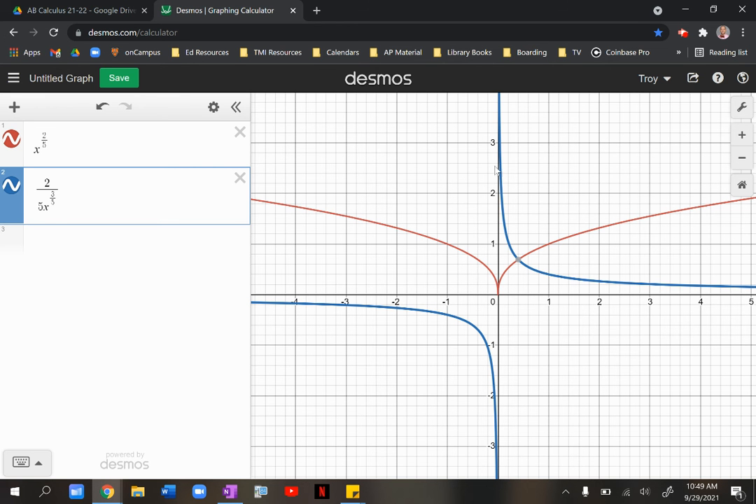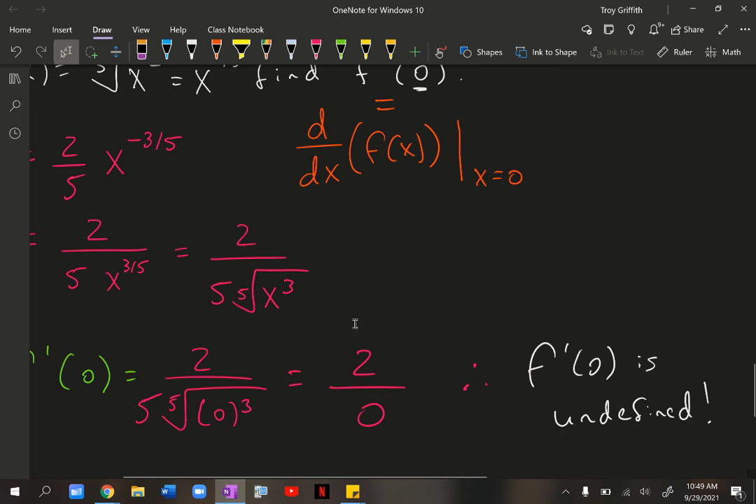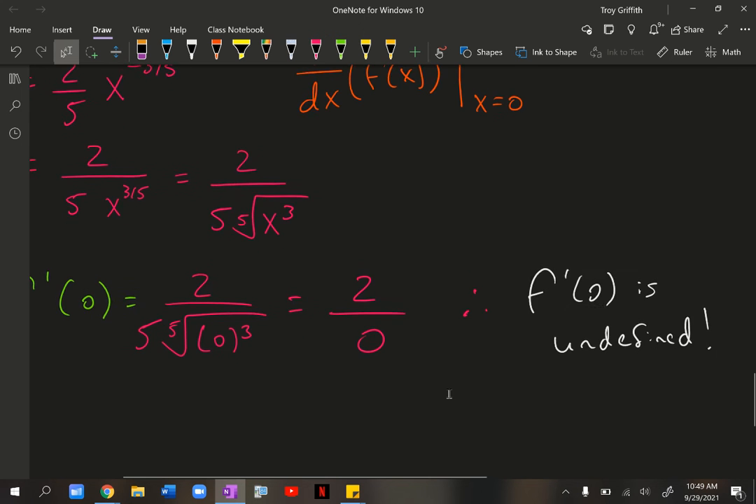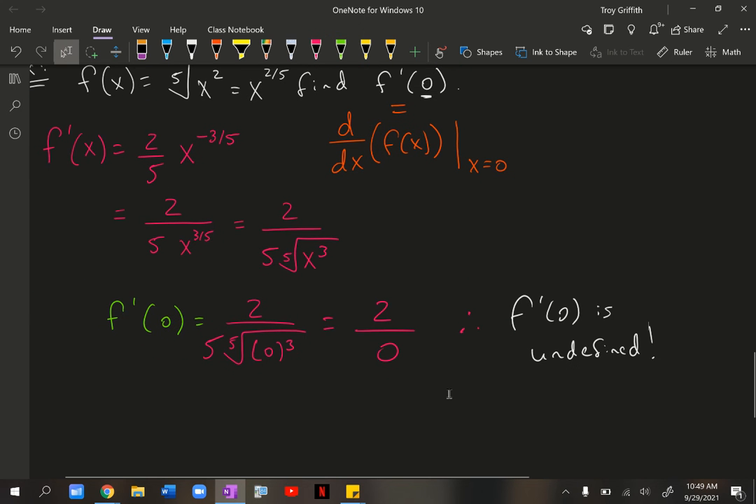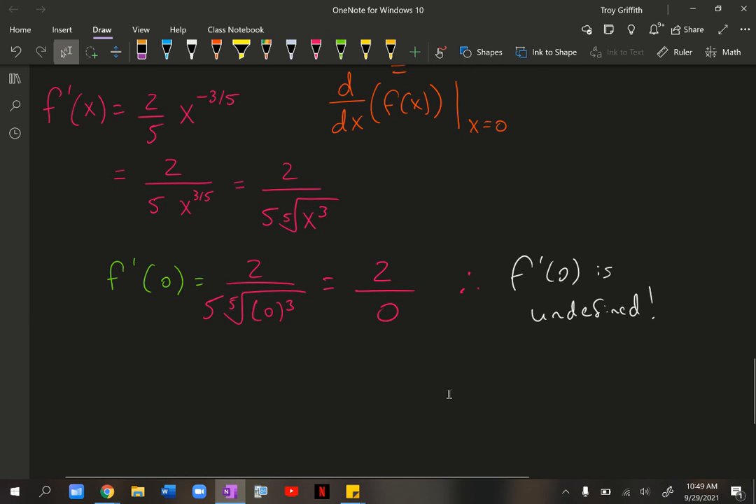So the derivative function does not have a value at 0. And this kind of makes sense because we've learned that in order to have a vertical asymptote, you have to have a non-zero number up on the top and a 0 on the bottom. And that's exactly what's happening here. Therefore, the derivative is undefined. And when we look at the derivative function, there is a vertical asymptote.